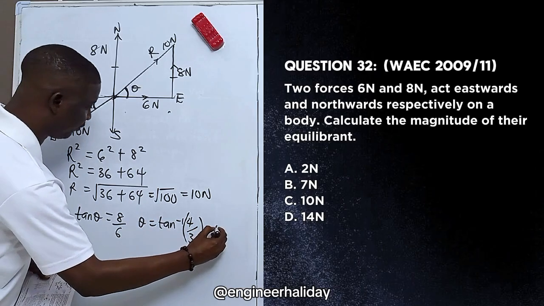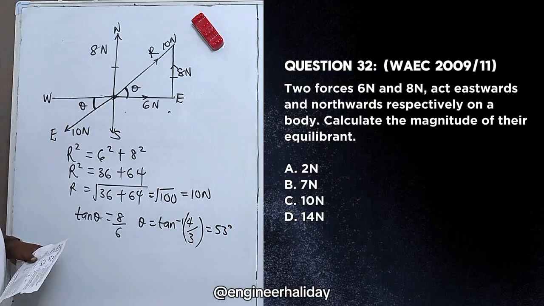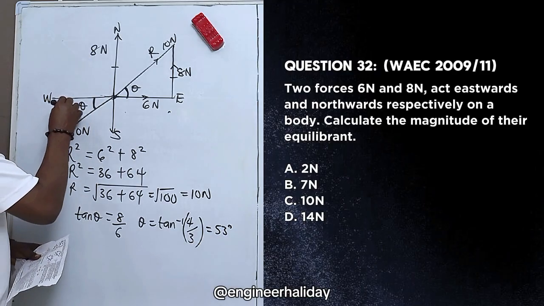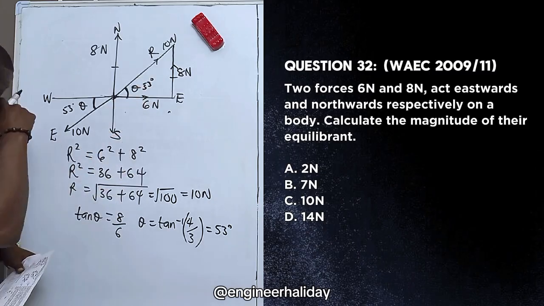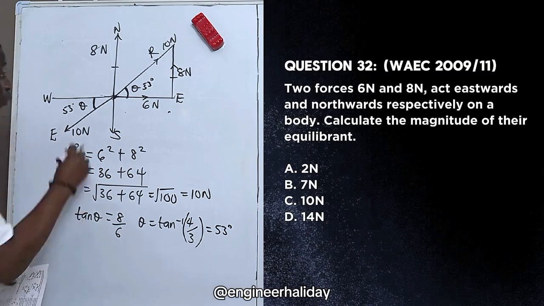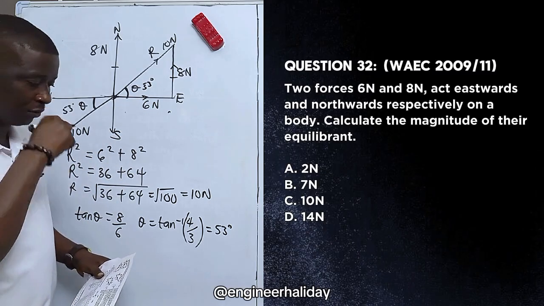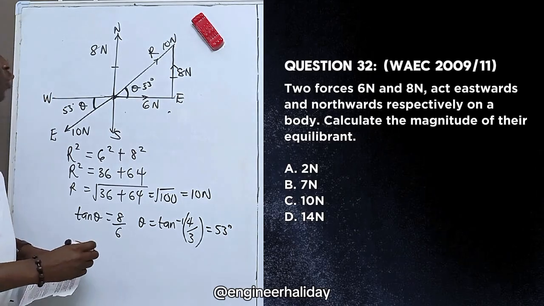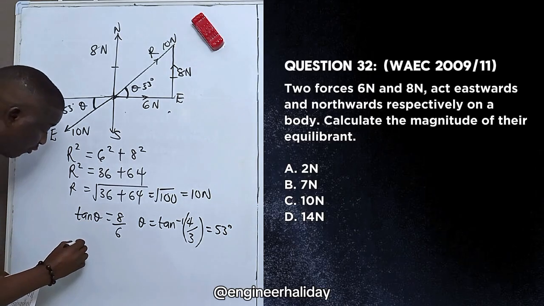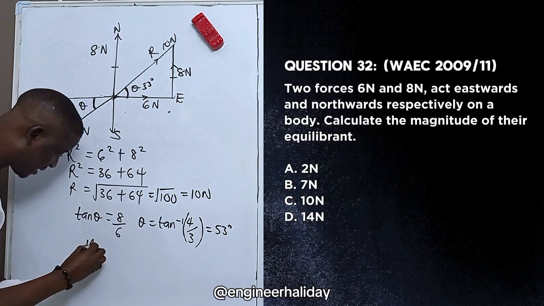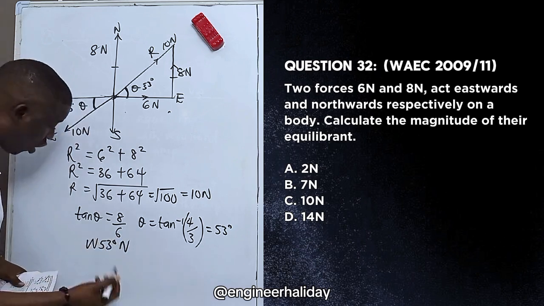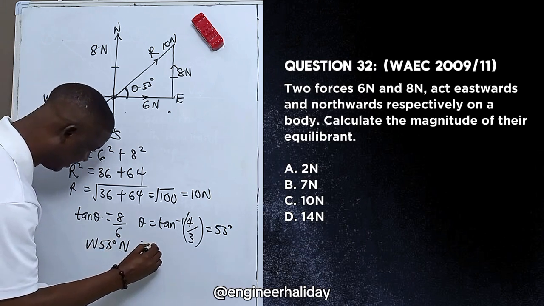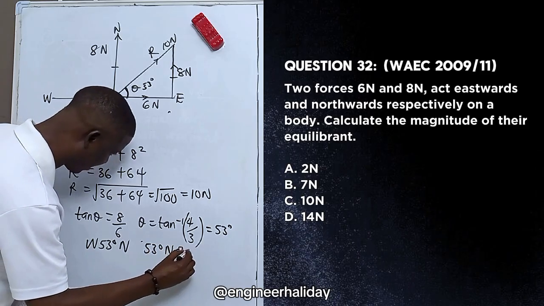Which will give us 53 approximately. You can press your calculator, you get it. So at the end of the day, if you want to find the direction, you are going to have west 53 degrees north, or you have it as 53 degrees north of west.